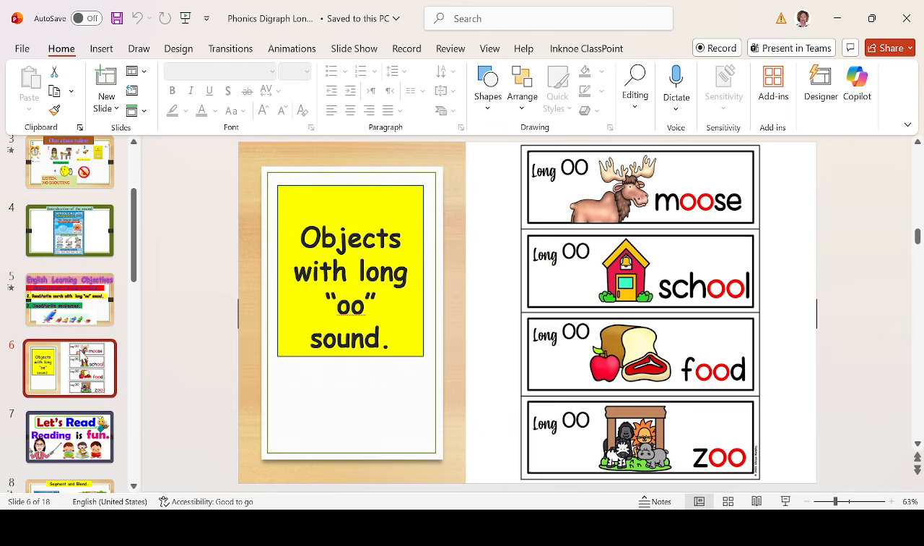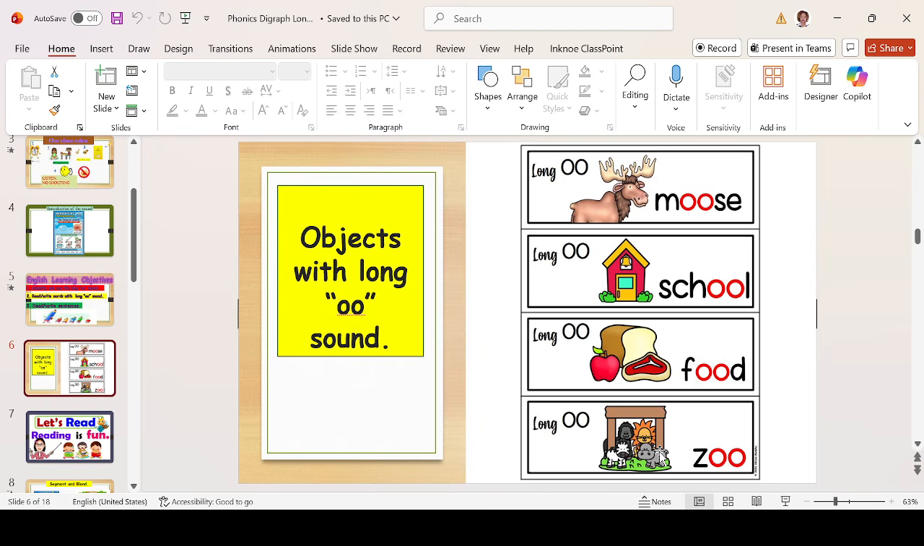Now here I have some objects with long oo sound. Okay, can you see this one? What is this? Moose, okay? And then this one, school. And here we have food, okay? And the last one, we have the zoo.